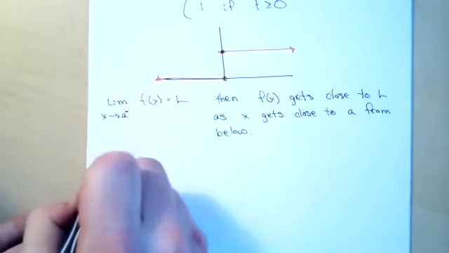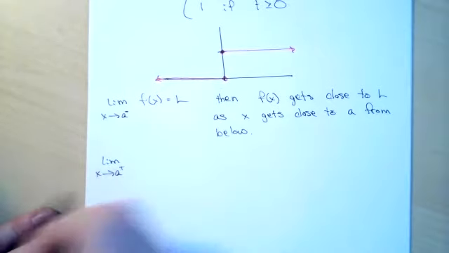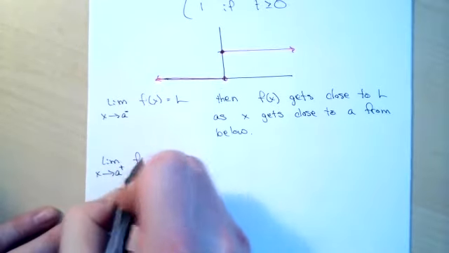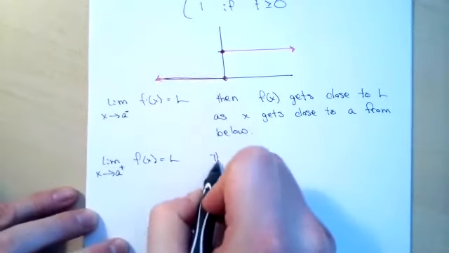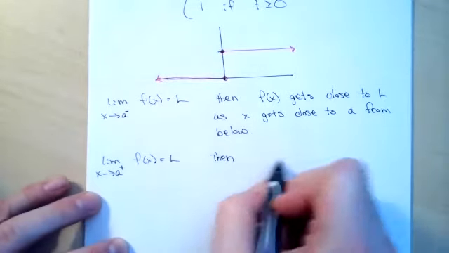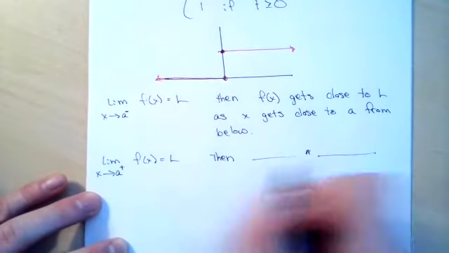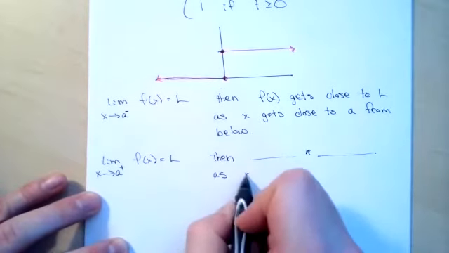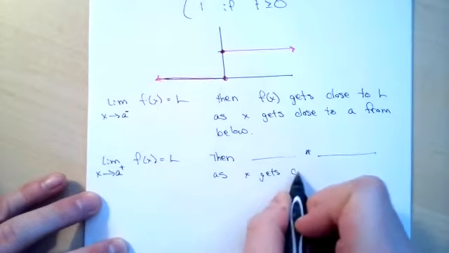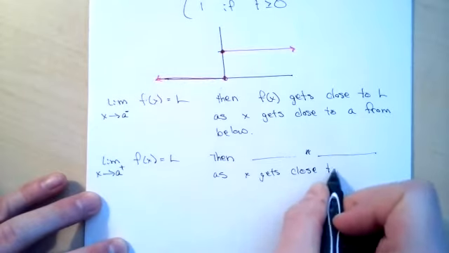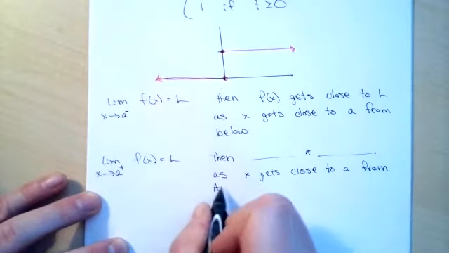Likewise for our right-sided limit. So from values above, we use a plus there. So I'm just going to use ditto signs as x gets close to a from above.